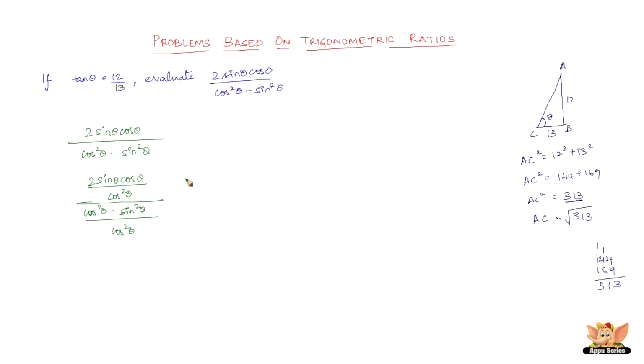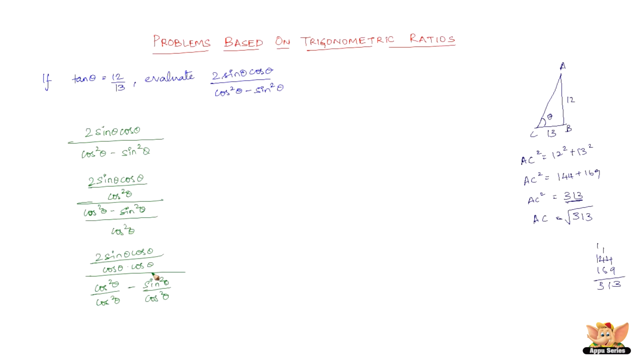So let's see what happens now. We have 2 sine theta cos theta divided by cos square theta, which is cos theta into cos theta. And for this one we are going to have cos square theta by cos square theta minus sine square theta by cos square theta, right? Now this is like a common denominator for this one, so we can still split it.